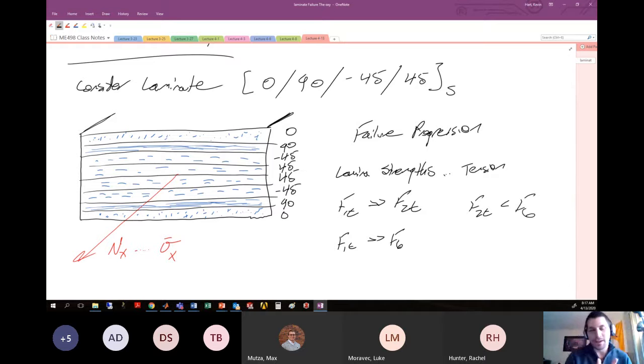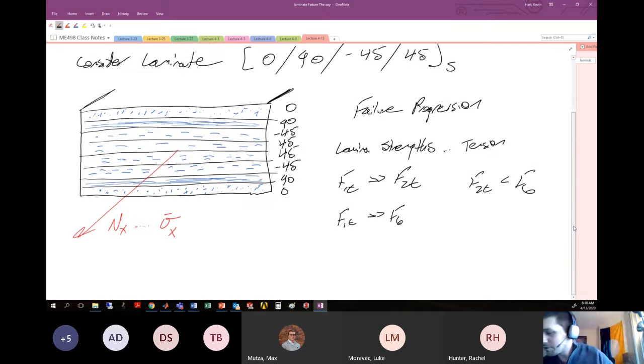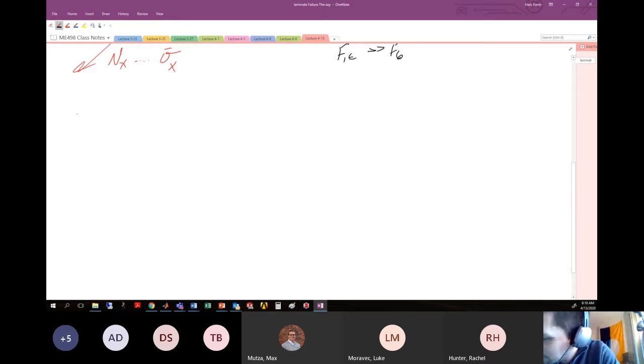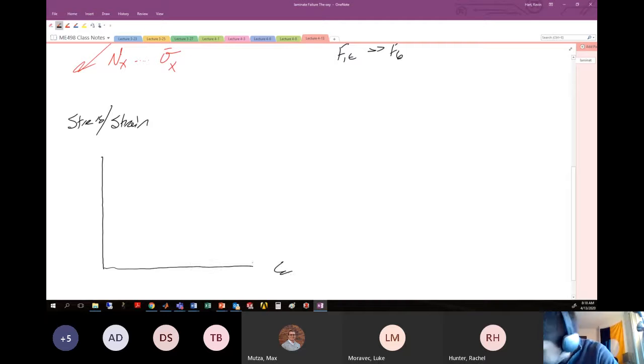So with that idea in mind, we could think about how this is generally going to fail, or how the progression is going to go if we load this. So let's think about a stress strain curve, looking something like this. Here's the strain in X, and I'll say the mean strain in X. Here's the mean stress in X. How's this thing going to progress?